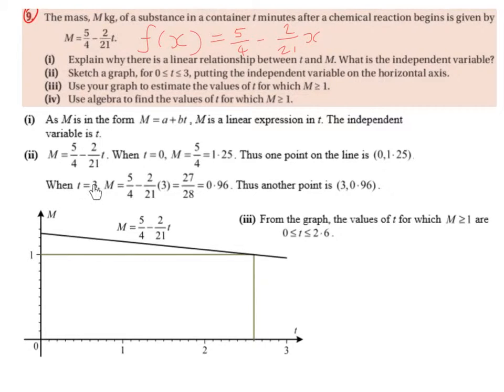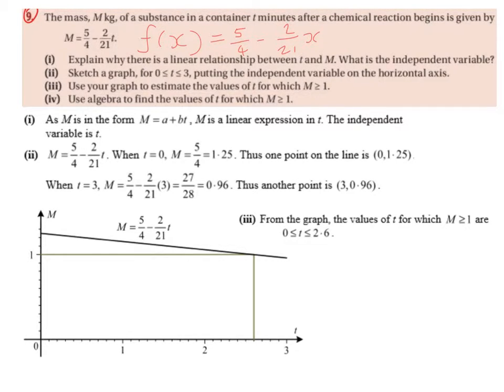And when t is equal to 3, m is going to be 5 over 4 minus 2 over 21 times 3, which is 27 over 28, which is 0.96. Thus another point is 3, 0.96. So we go to 3 and 0.96 and plot our second point, and we can join them together. So that's another way of doing it.